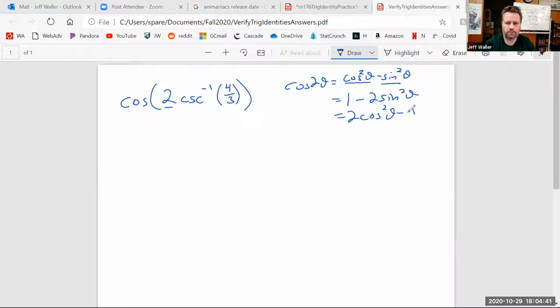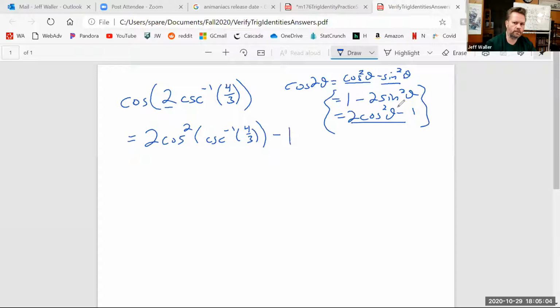So it doesn't matter to me. I would probably choose one of these two because then I have fewer trig functions in each, right? So I'm going to choose this one just because. So I can rewrite this as twice cosine squared of inverse cosecant of 4/3 minus 1. Is it pretty cool? Because what's my angle that I'm talking about? This is the angle I'm talking about right there. Let me stop for a minute.